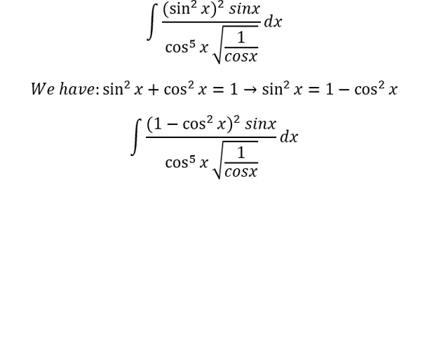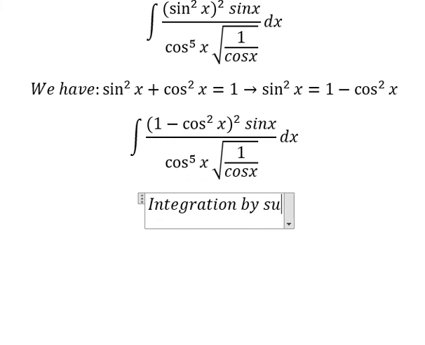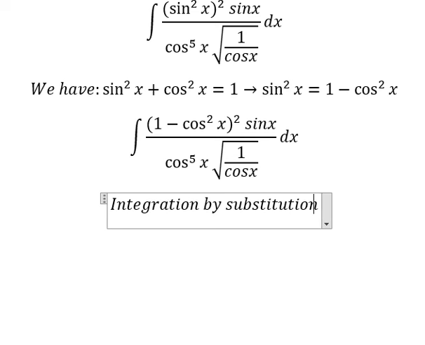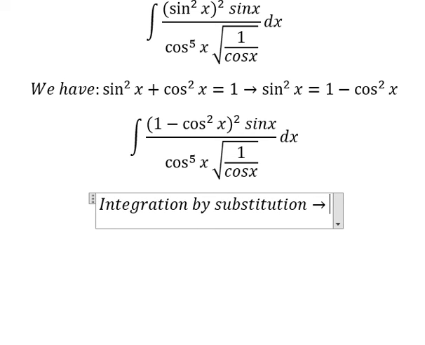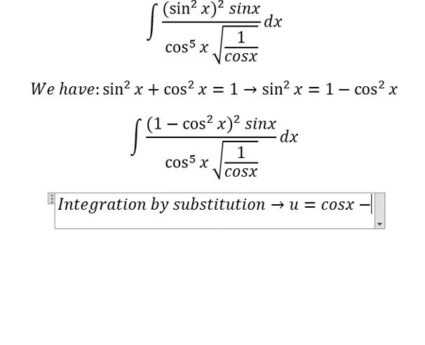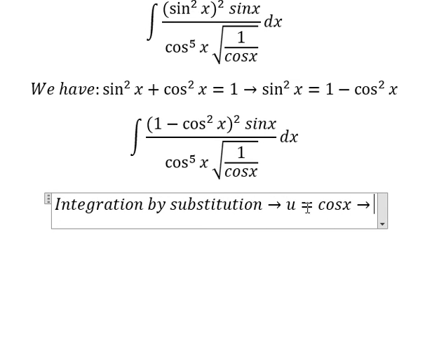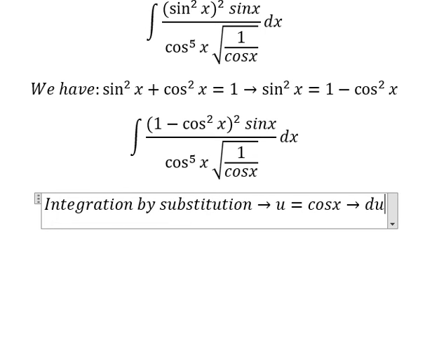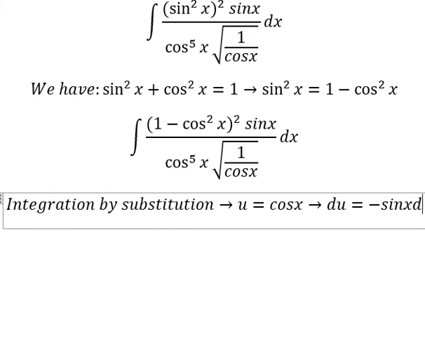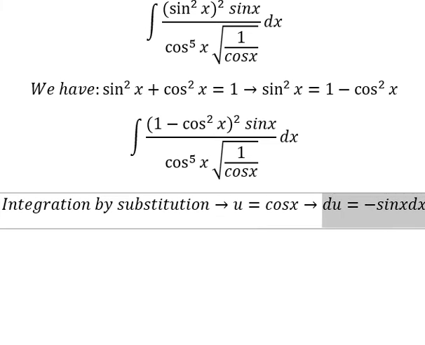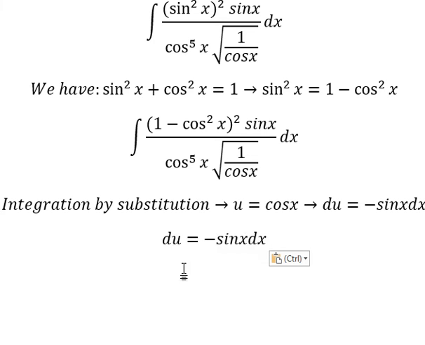Next, we need to use integration by substitution. So I will put u equal to cosine s. So if we first take the derivative of both sides, you get du equals negative sin s ds. Because we don't have the negative sign in here, we put the negative to the left.